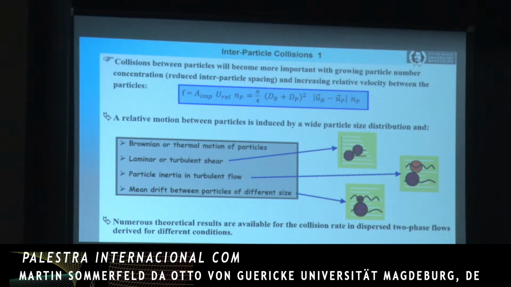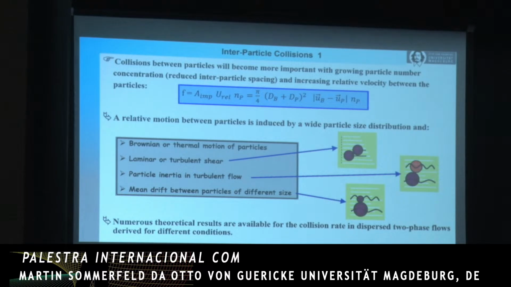It's the same in a turbulent flow. Different particles experience different histories of the flow, so they have different velocities and they might collide, as illustrated here. That's also when the particles are partially responsive to the flow. Then we have laminar or turbulent shear. In a shear flow, particles, of course, have different velocities due to the response to the shear flow. So these are the basic mechanisms of interparticle collision, which can also be described by theoretical models.